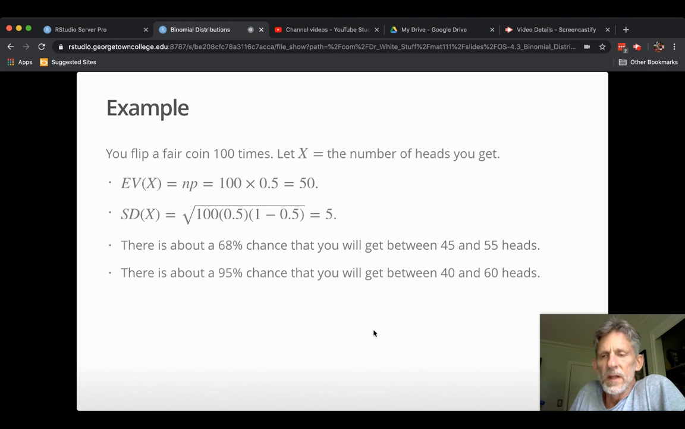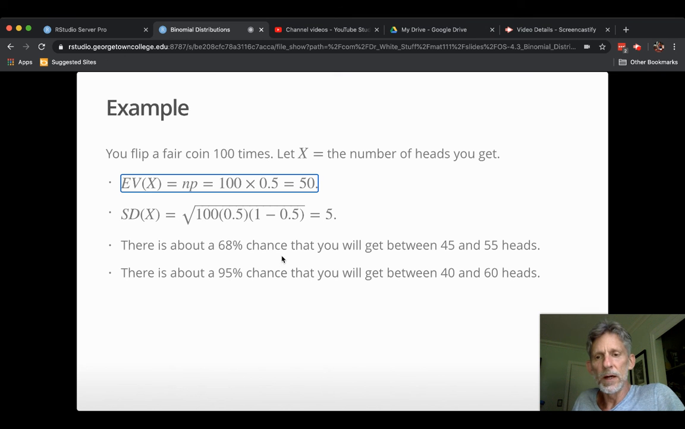For example, say you flip a fair coin 100 times, and let x be the number of heads you get. We've calculated that the expected value is 50 and the standard deviation is 5. And we have seen pictures of the distribution of this binomial random variable. It looked pretty bell-shaped. And hey, the expected number of successes is way more than 10. The expected number of failures is also 50, way more than 10. And so that 68-95 rule applies pretty well.